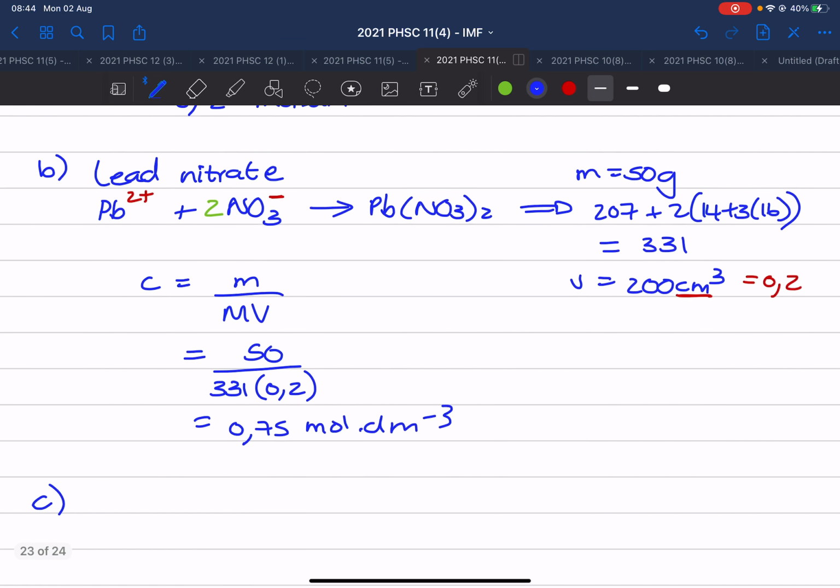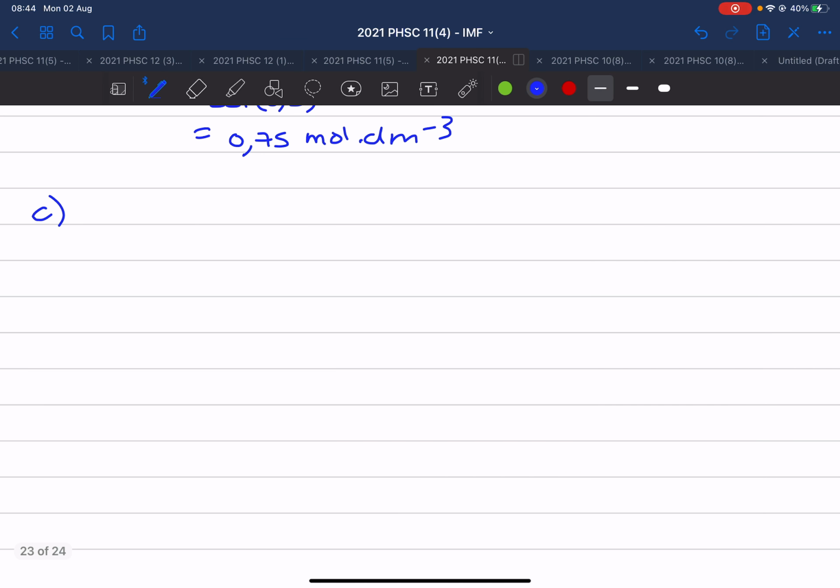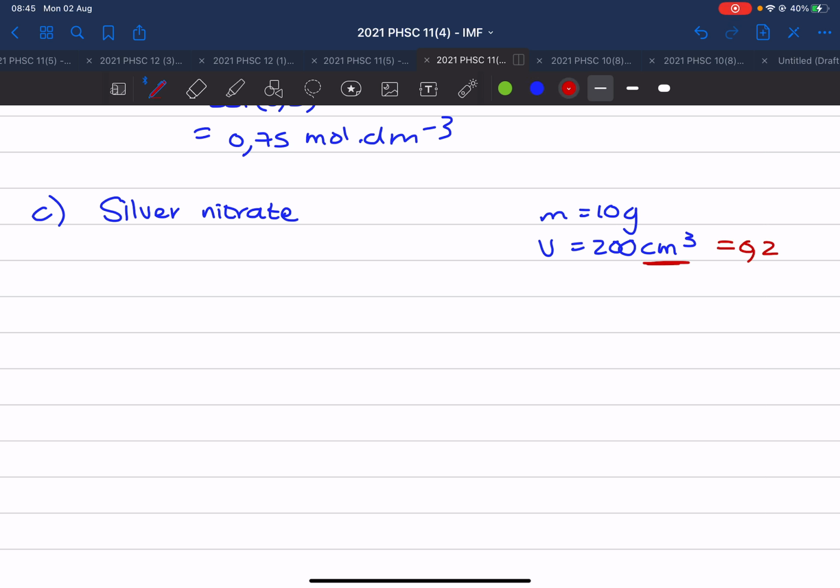Question C. They tell us there the mass that we have is 10 grams. Then they say we're busy with silver nitrate. They say the volume is 200 cubic centimeters. And again, cubic centimeters we don't like it. That's 0.2. No, I am wrong. They said 350. So that's 0.35. Okay. Right.